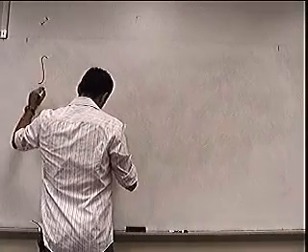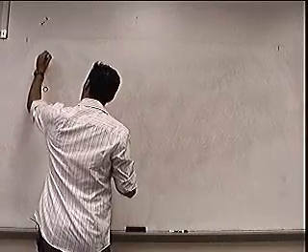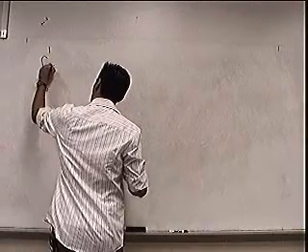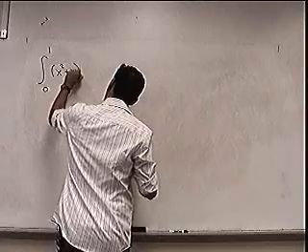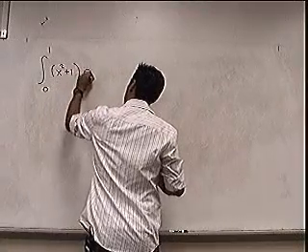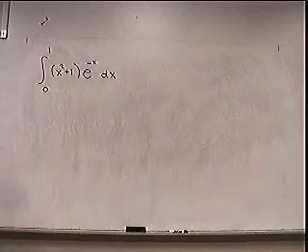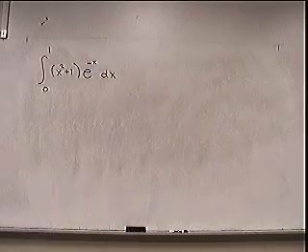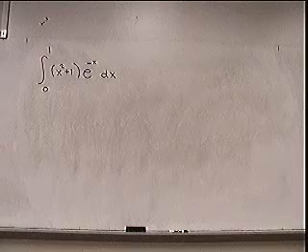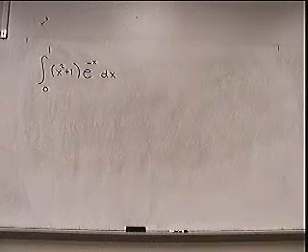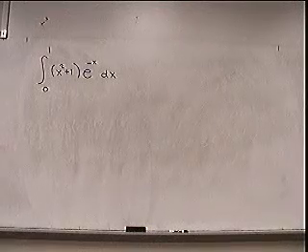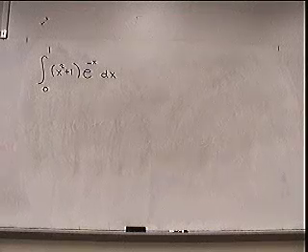Okay, integral 0 to 1. So we have a definite integral now. X squared plus 1 e to the negative x dx. Let's pick a u and a dv.